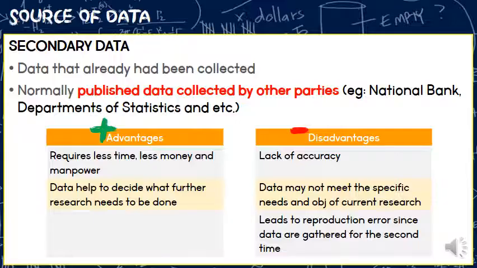The advantages will be require less time, less money and manpower. And data will help to decide what further research need to be done. But the disadvantages will be lack of accuracy. Data may not meet the specific needs and objective of the current research, and it may lead to reproduction error since the data are gathered for the second time. Okay, so there are two sources of data. Primary data adalah data first hand. Secondary data adalah data yang orang lain collect, you hanya pakai balik.